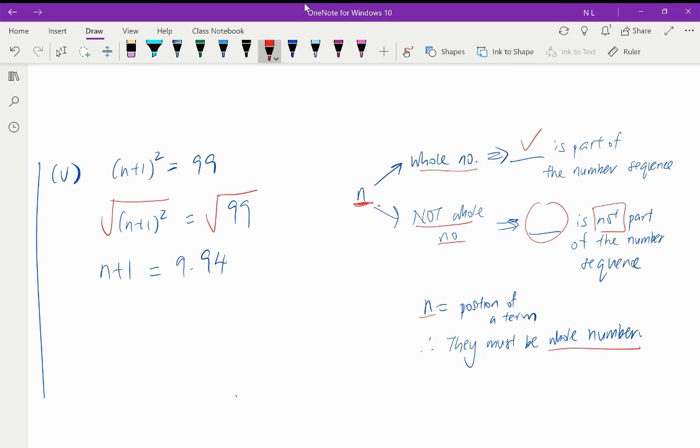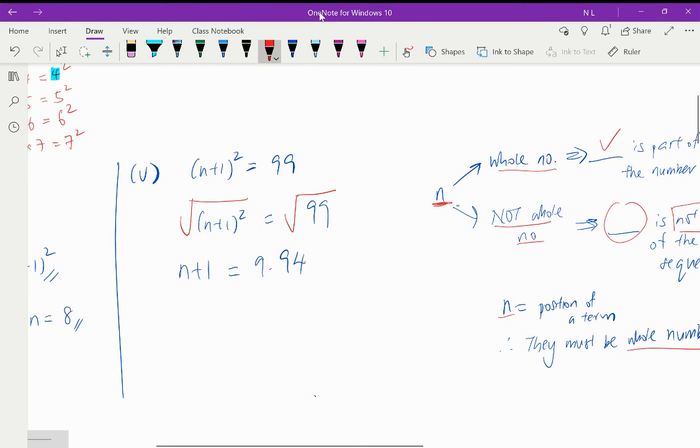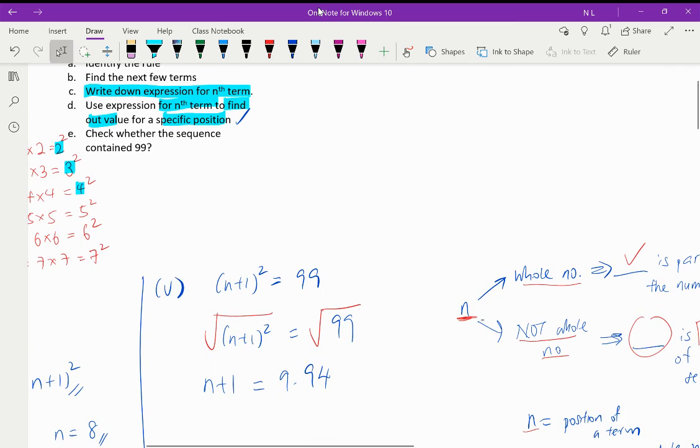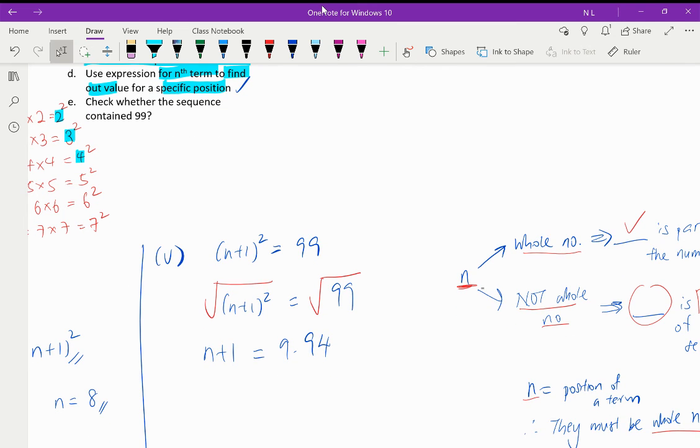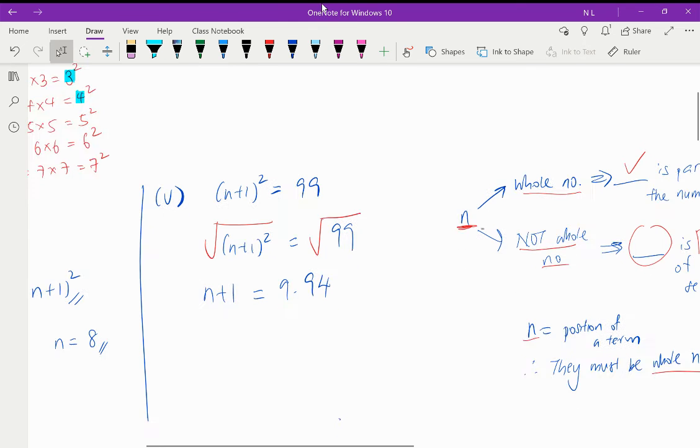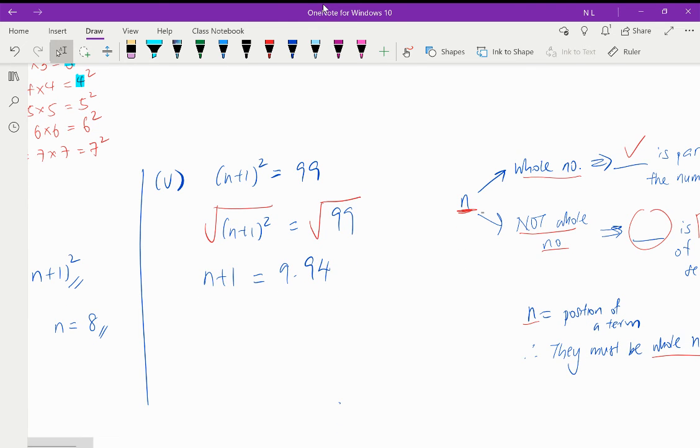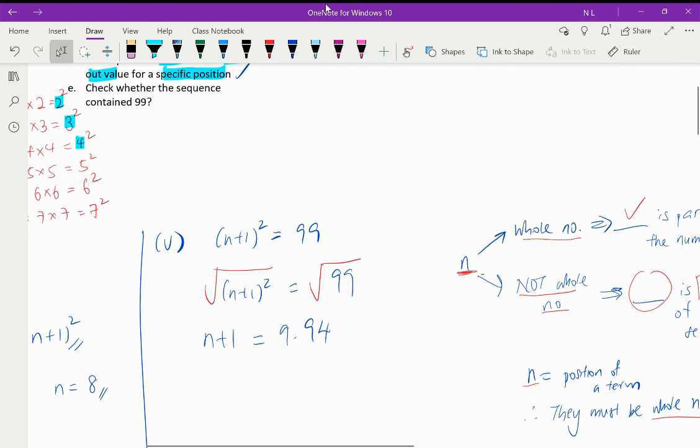For example, if you're running a race, have you ever heard of being ranked position 7.5? Not possible, right? Because you can't have a position between 7 and 8. It will be position 7 or position 8. There's no 7.5 position. Similarly for this type of question, when you're looking for the particular n term, this n represents a position in a number sequence, so all n must be whole numbers.